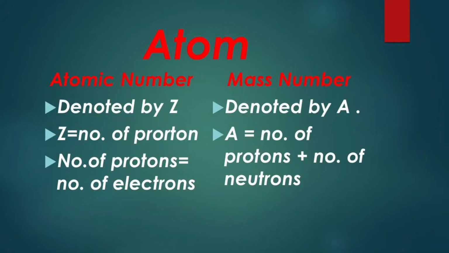The number of protons present inside the nucleus of an atom is called its atomic number, and it is denoted by Z. Now the number of protons is equal to the number of electrons, meaning the negative charge will be equal to the positive charge. As a result, the whole atom is electrically neutral, whereas mass number is the sum of the number of protons as well as the number of neutrons, and it is denoted by capital A.